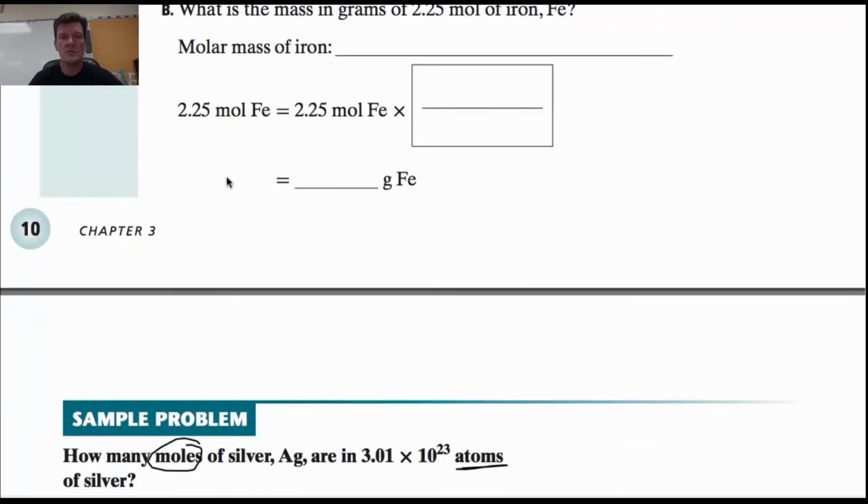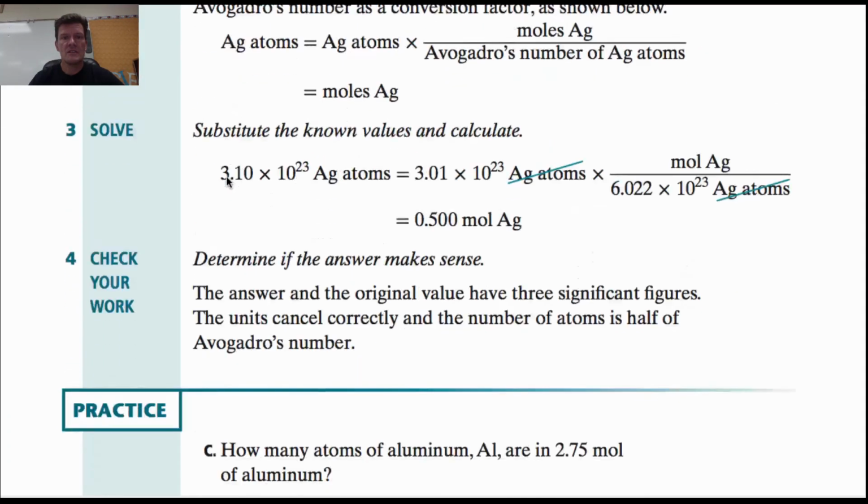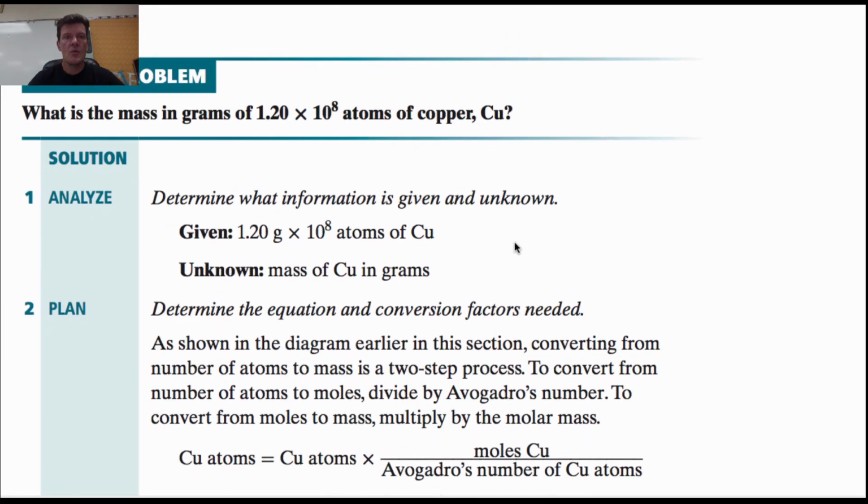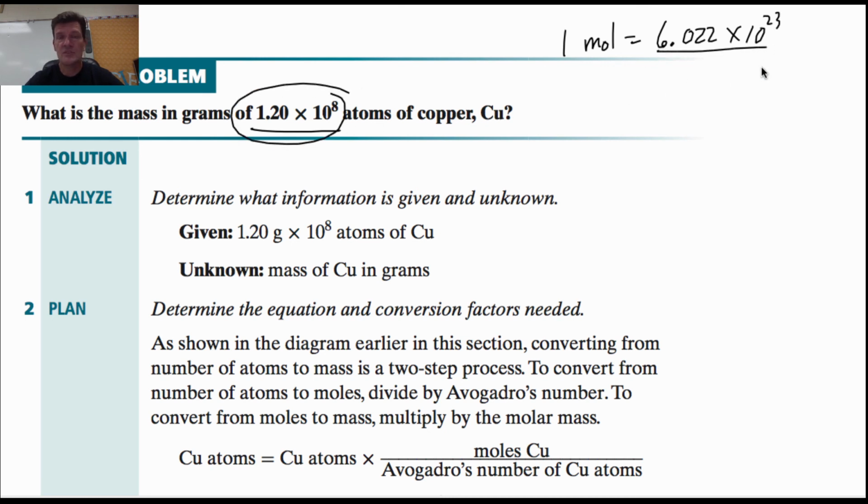So, here we go. You are given 1.20 times 10 to the 8 atoms. Well, remember, 1 mole is 6.022 times 10 to the 23rd. This number is a lot less than 6.022 times 10 to the 23rd. So we don't have a full mole. We only have part of a mole. Let's figure out what part of the mole we have here.